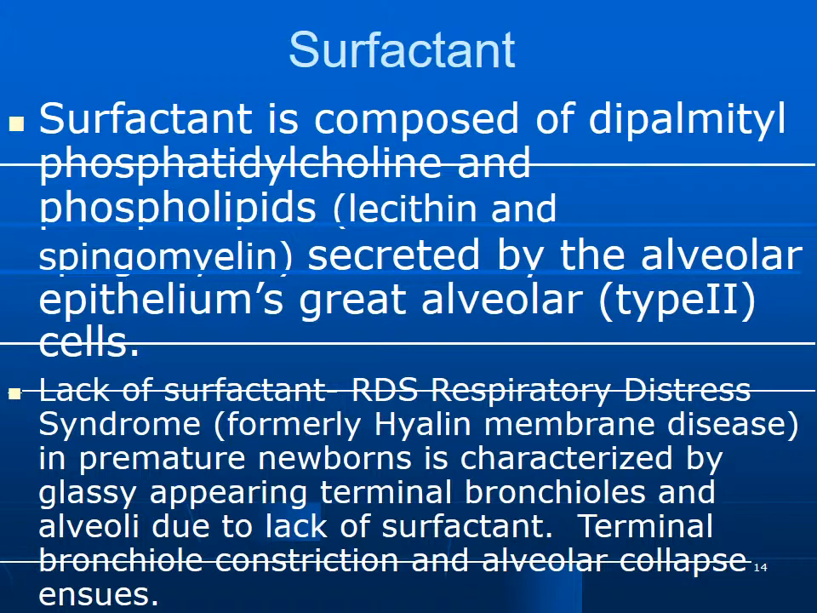Okay, so surfactant is composed of things like lecithin, and it's secreted by alveolar epithelium, more specifically alveolar type 2 cells. If you don't have enough surfactant, you can develop respiratory distress syndrome, formerly known as hyaline membrane disease, and that's an issue for premature newborns. One of the issues is they don't have enough surfactant.